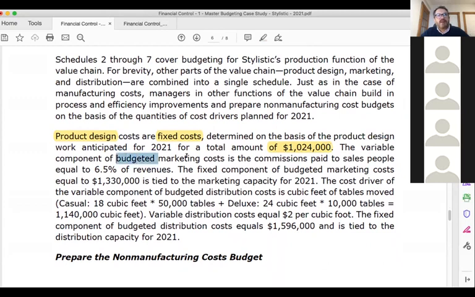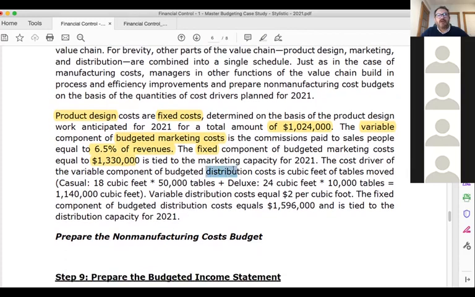For the budgeted marketing cost, we have a variable part and a fixed part. The variable part is 6.5% of the revenues, and the fixed component is 1,330,000.